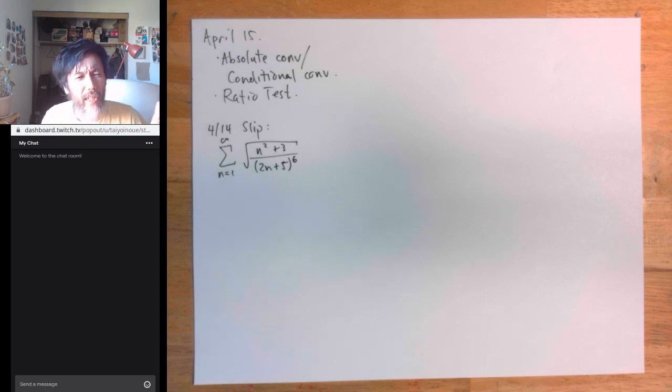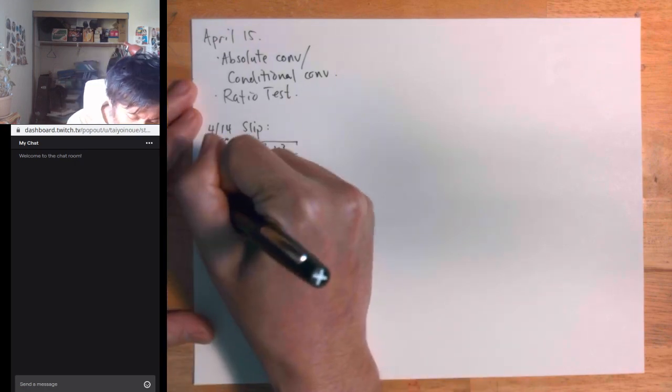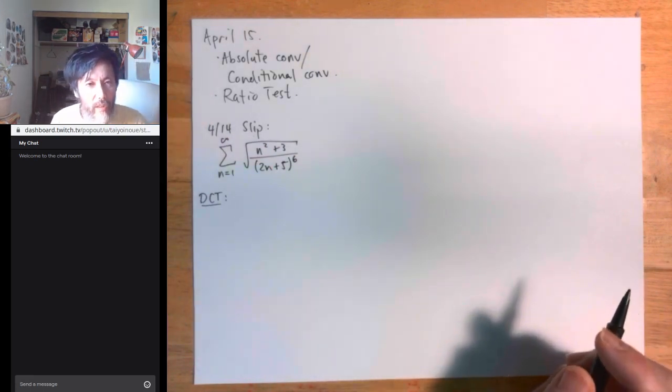It's more like things have to work out nicely in order for there to be a nice situation for the direct comparison test to work out. And so to my mind, because of that, the direct comparison test is far inferior to the limit comparison test. But it just so happens that this series here is constructed in such a way that the direct comparison test works great. So let's see how that works. So DCT here stands for direct comparison test.